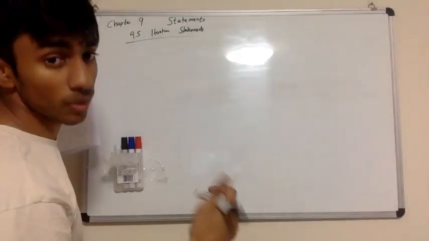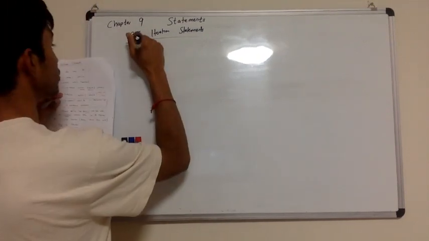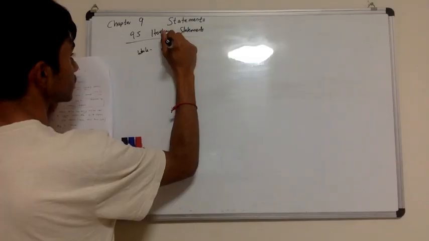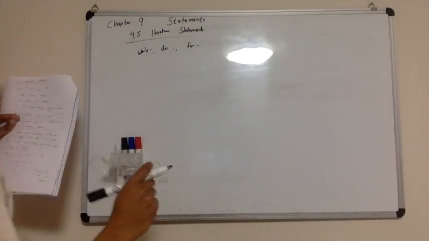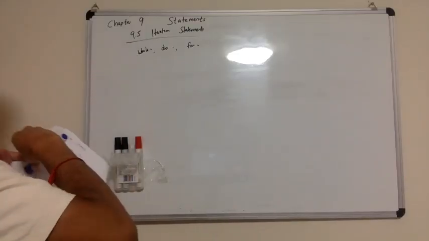So, the types of statements. We saw if statements and switch statements for selection. For iteration, we have while, do while (or do) statements, and for statements. The way these typically look is, while will look like this.